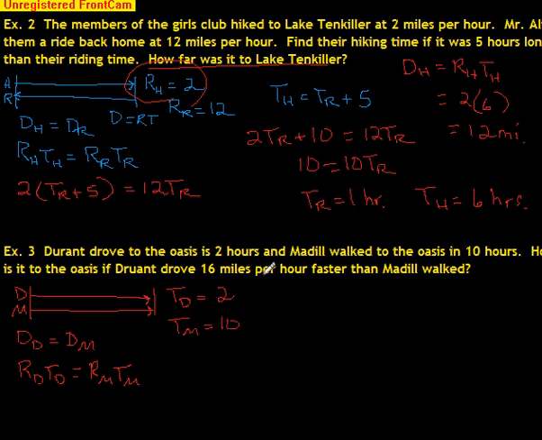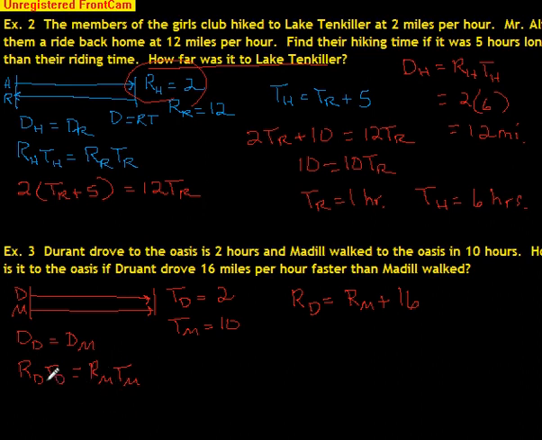Here we go, our tricky rate stuff. Durant drove 16 miles per hour faster than Medill walked. So the rate of Durant is equal to the rate of Medill plus 16. We have to add it on to the slower guy to equal the faster guy. The book uses walked and drove. We're using the other way, we're using their names. Okay, now we have our 4 equations and 4 variables, so we're good to go.